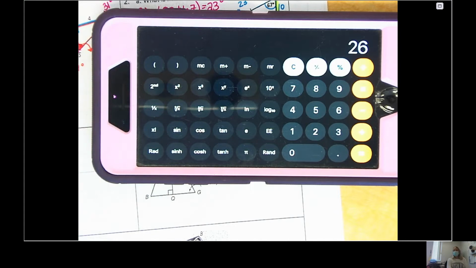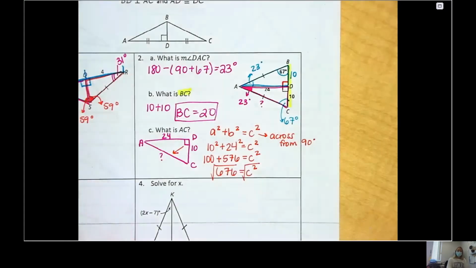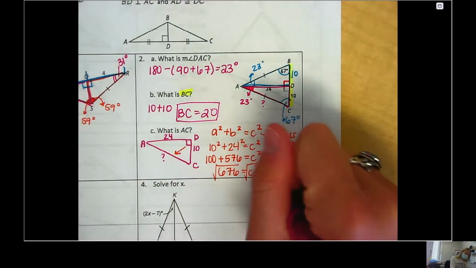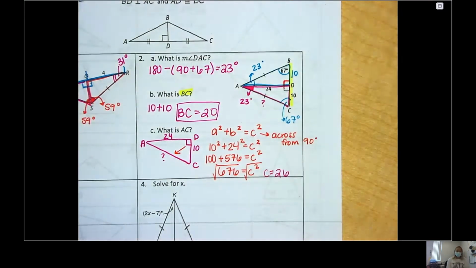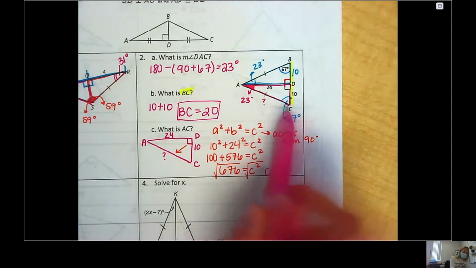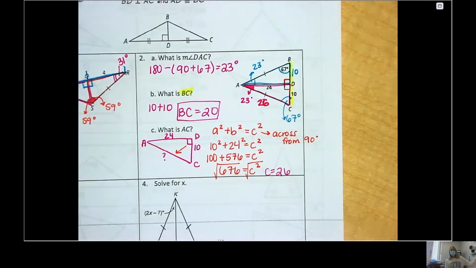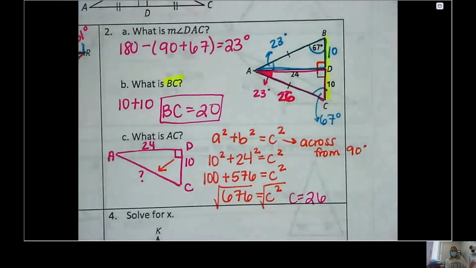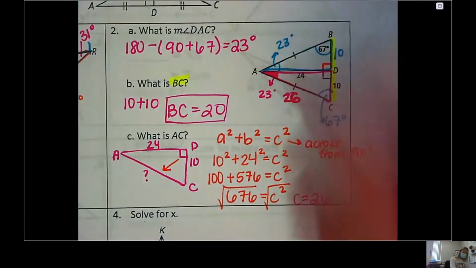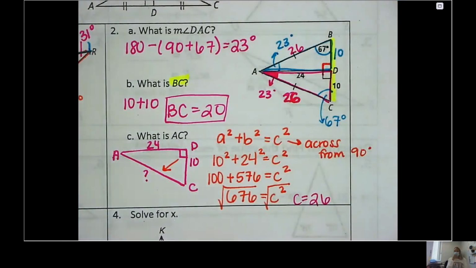So my square root is 26. So this side length over here is 26. That means this side AC is 26. Well, if AC is 26, what else is 26? AB on the other side. Good. Okay, so if you can figure out one triangle, you can figure out the whole thing. All right. That's probably the hardest one. So if you can make it through that one, we're golden.